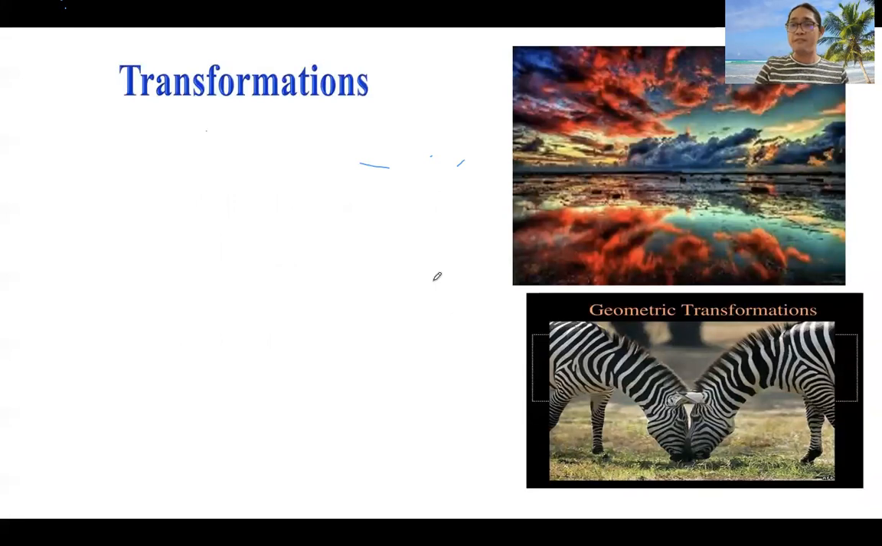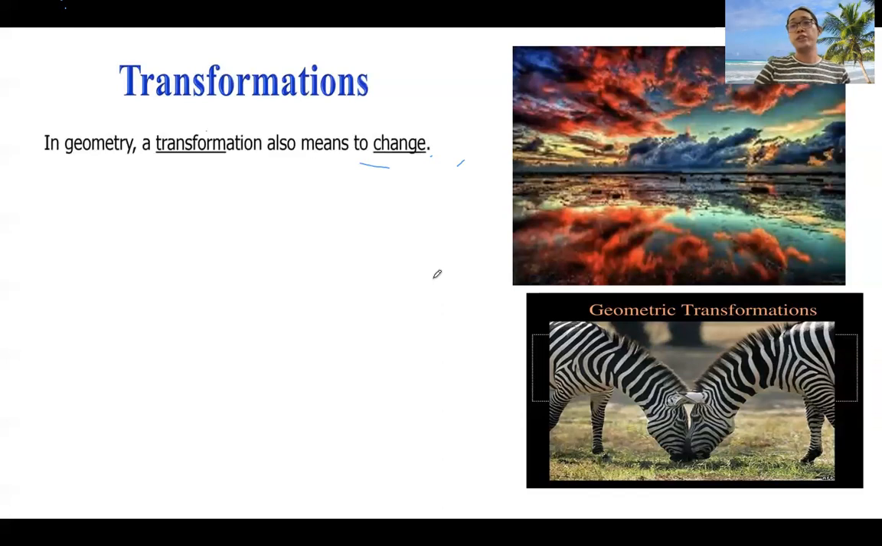Okay, the pictures that we have on the screen are related to the word transformation, or shall I say, there is a transformation in the pictures I've shown. So let's try to define it formally. When we say transformation in geometry, a transformation also means to change. There is a change in position, a change in location.